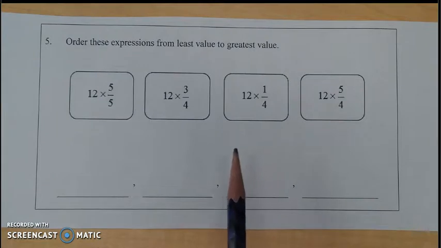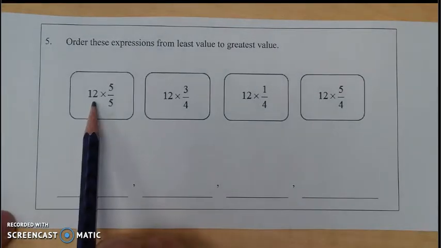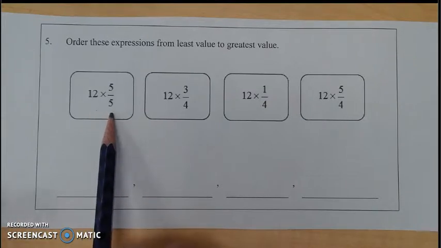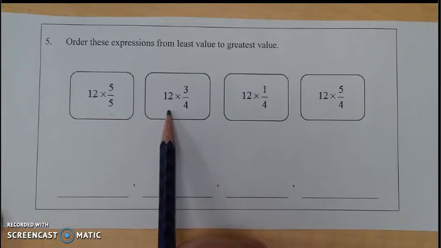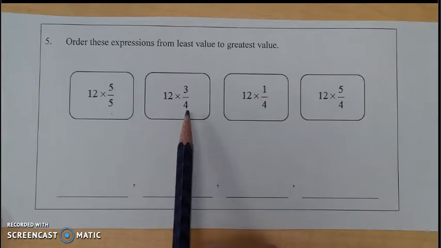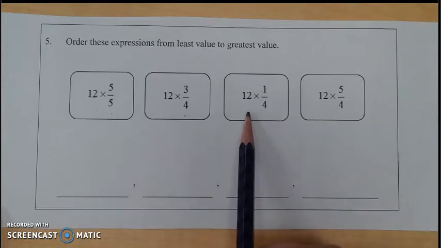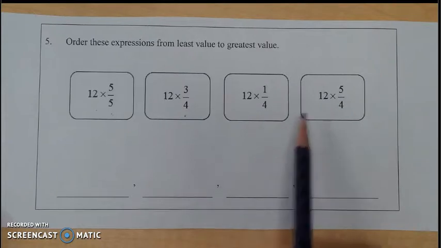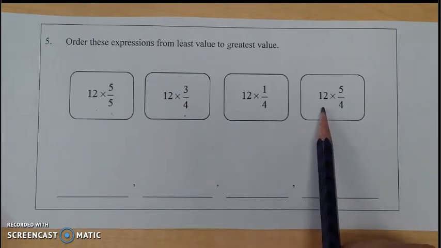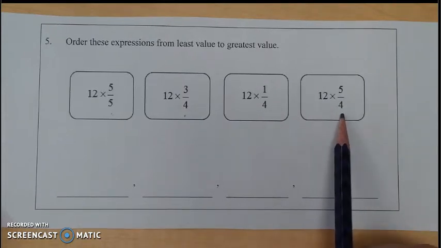So when we think about multiplication, we're thinking of a certain number of groups of another number. So in this case, 12 times 5/5, that's 12 groups of 5/5. This shows 12 groups of 3/4. This expression shows 12 groups of 1/4, and the last expression shows 12 groups of 5/4.